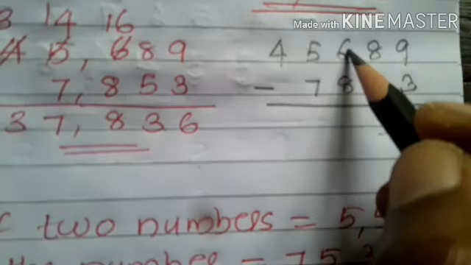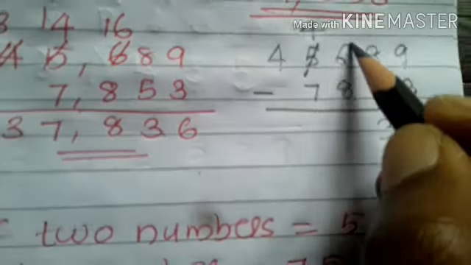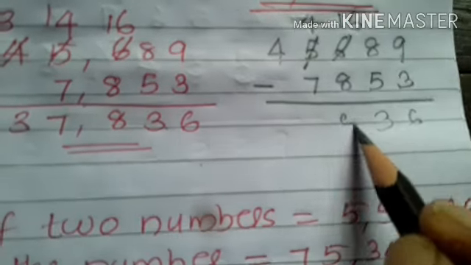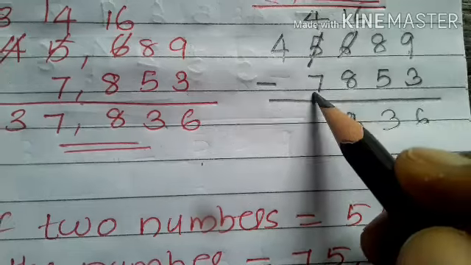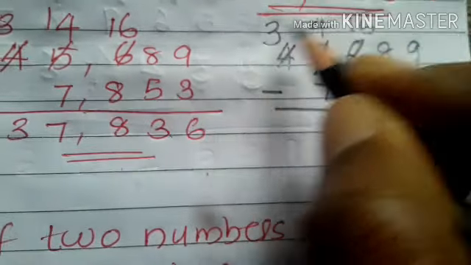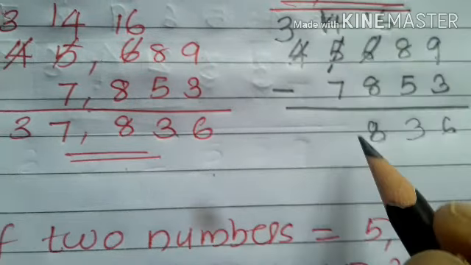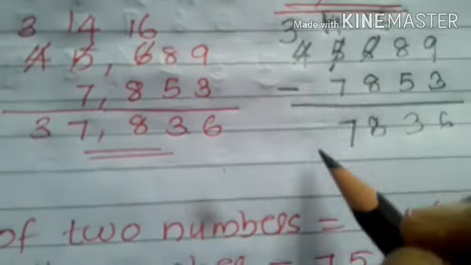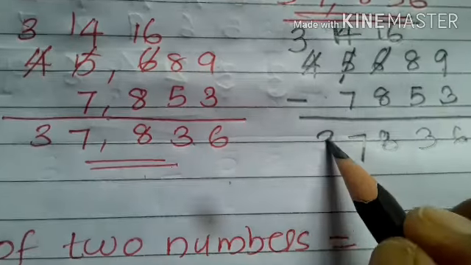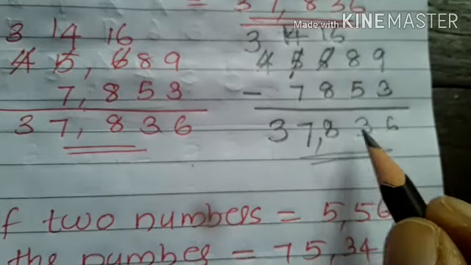8 cannot be subtracted from 6. So we borrow 1 from here. 5 becomes 4 and 6 becomes 16. 16 minus 8 is 8. 4 minus 7. 7 cannot be subtracted from 4. So we borrow 1 from here. 4 becomes 3 and 4 becomes 14. So 14 minus 7, 7. 3 minus 0. Here there is no number. So 3 minus 0 is 3. So we get the answer 37,836.